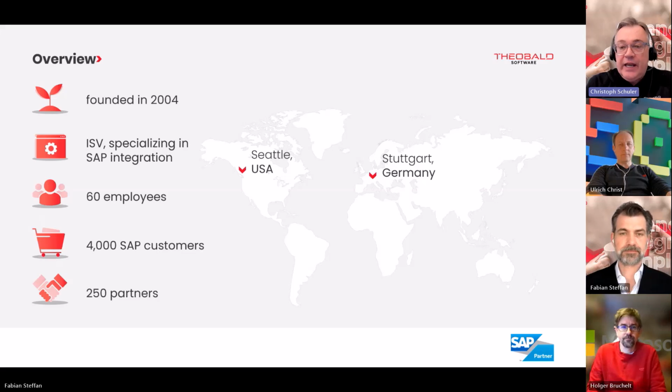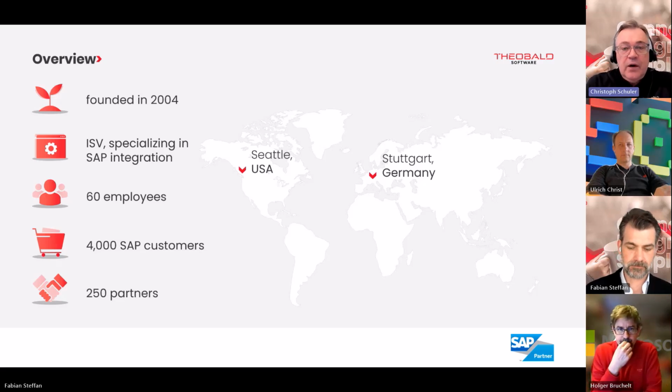And we primarily engage in SAP data integration and also some process integration. We have 2 locations worldwide. Our headquarters is in Stuttgart, Germany, and then we have an office in Seattle, where we work with our customers and partners in the Americas. Between those 2 locations, we have about 60 employees.